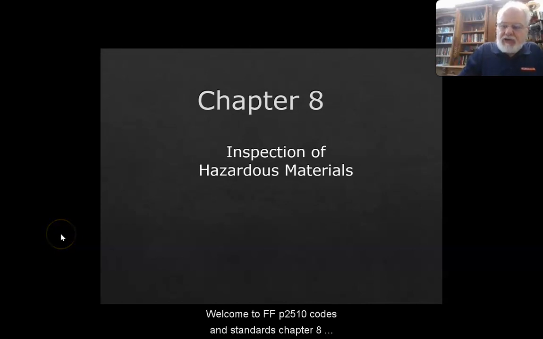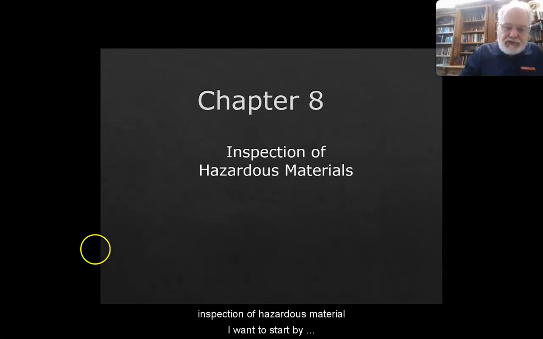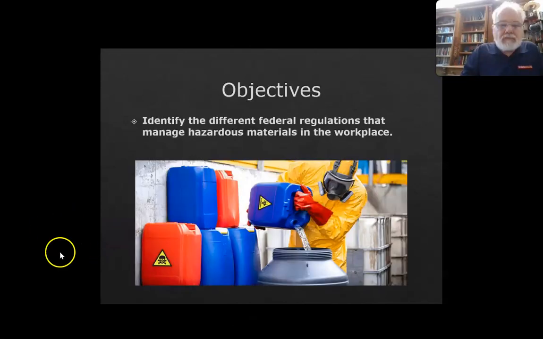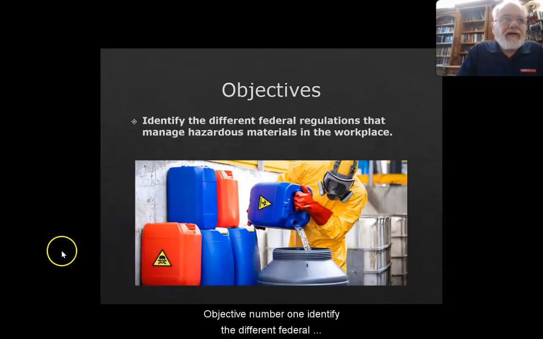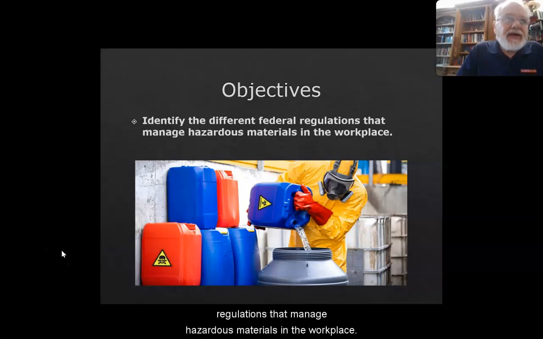Welcome to FFP2510, Codes and Standards, Chapter 8, Inspection of Hazardous Materials. I want to start by giving a quick overview of the chapter objectives. Objective number 1, identify the different federal regulations that manage hazardous materials in the workplace.